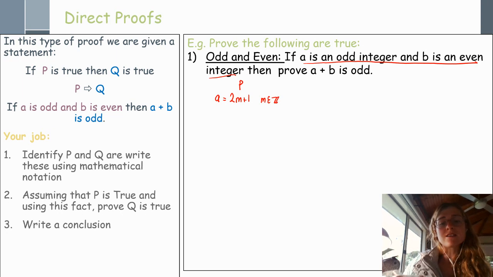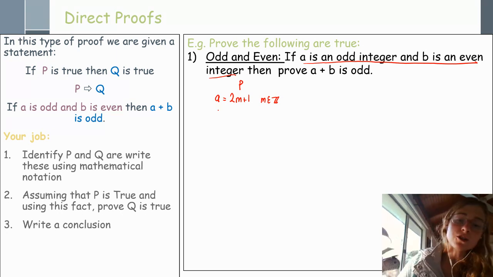So for instance, 2 times 7 plus 1, well, that's 14 plus 1, 15. That's an odd number. It's also an integer. If I let m be something else, like 0.25, not an integer, we're not going to end up with an odd number there. So just make sure you include that m is within integers.